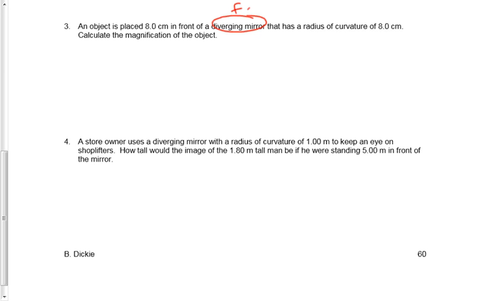Whenever you see that word diverging, or in this case it would be convex mirror, anything that means the same thing as diverging, then we should absolutely circle that in red or highlight it in pink or whatever it is that we do to draw attention to it. Has a radius of curvature of 8.0 centimeters. I'm going to circle that as well.